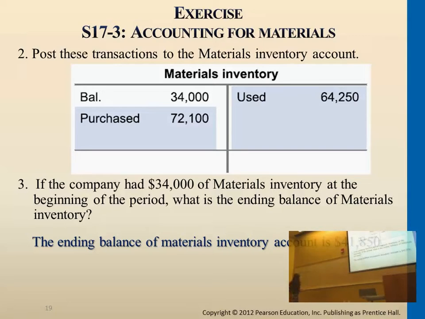Again, materials inventory is an asset account. So an asset account's normal balance is the left-hand side. You first of all add up the left-hand side amount, and then you subtract the credit side, the part that you decrease because it transfers to work in process.